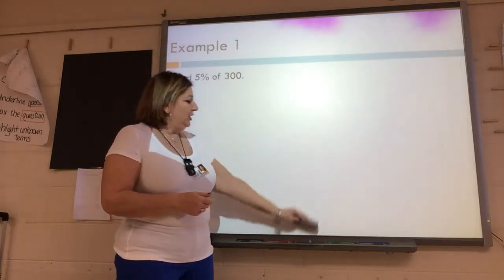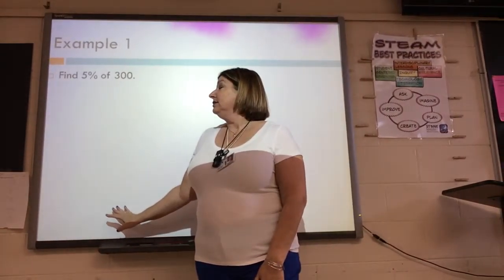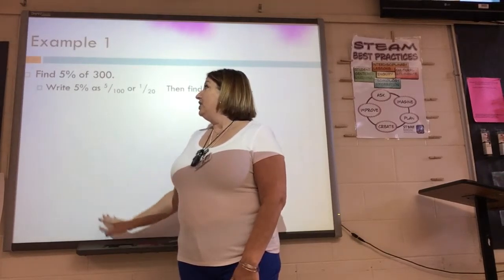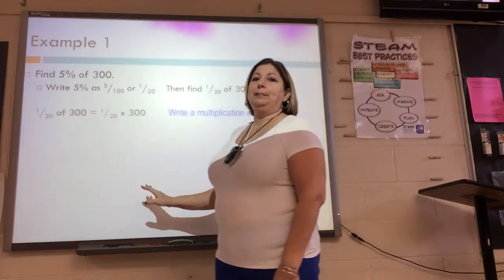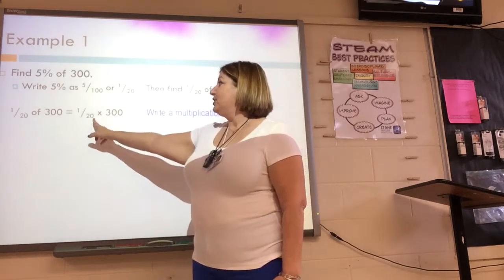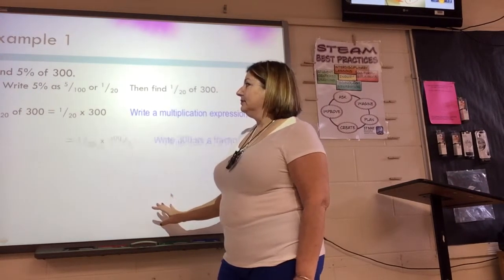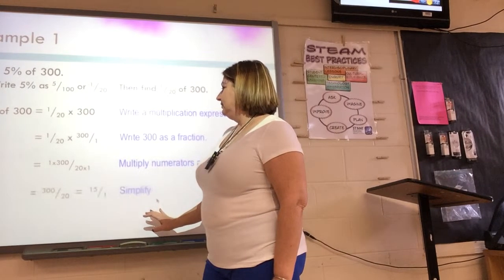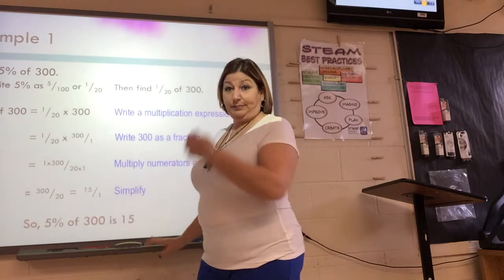Okay, so here's an example. Find 5% of 300. You can write 5% as 5 hundredths or 1/20th. Then find 1/20th of 300. 1/20th of 300 is the same as 1/20th times 300. So you write the multiplication example. You do the multiplication. And then you simplify. So 5% of 300 is 15.